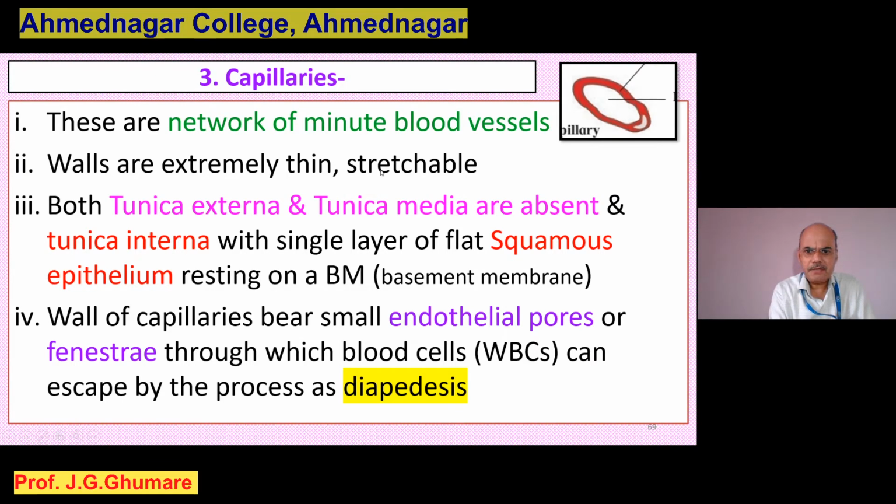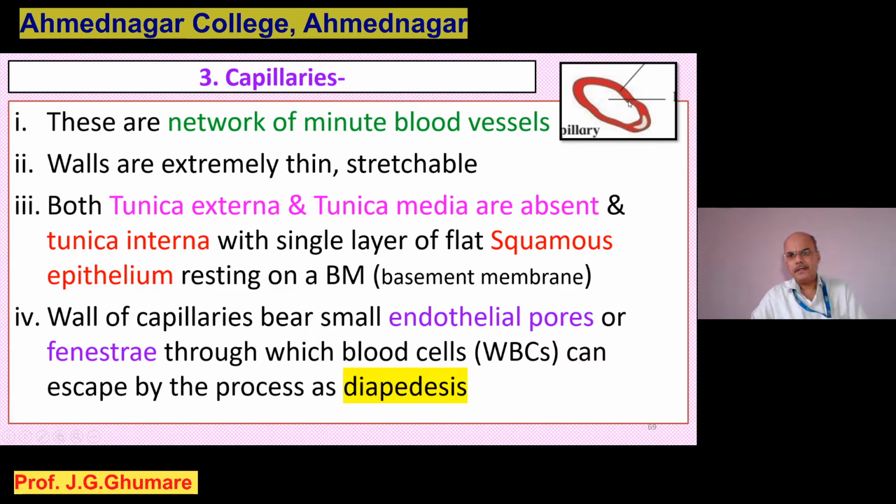The wall is extremely thin and stretchable, remember, because it is single layer thick. Tunica externa and media are completely absent here. So here the cellular diagram is not shown, but remember the external two layers are completely absent here, only represented by tunica interna with squamous epithelial cells resting on the basement membrane. If this is a basement membrane, these are the kind of cell that we have.